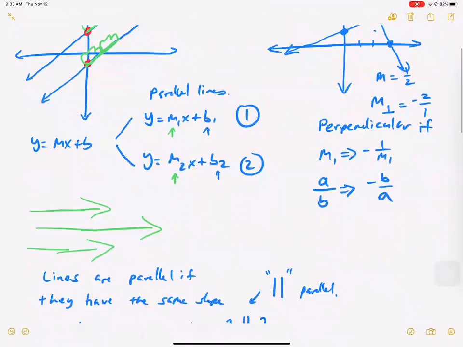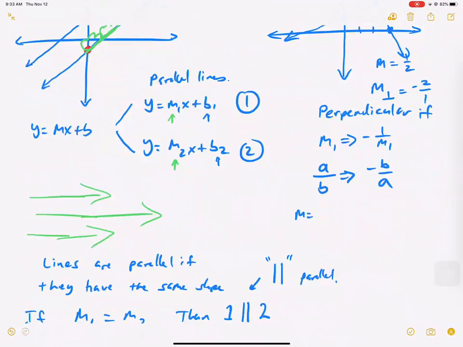Let's use numbers. If my slope is 5 over 2, the perpendicular slope, m perpendicular, is going to be -2 over 5. They are not the same, because if they were the same, they would be what we call parallel. And lines that are perpendicular are never parallel, because if one has a positive slope, the other one must have a negative slope.